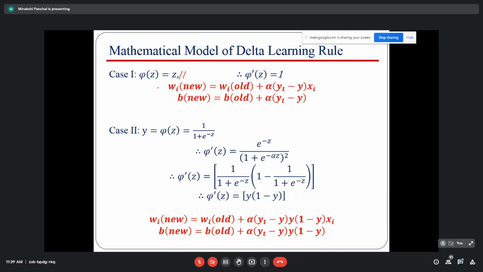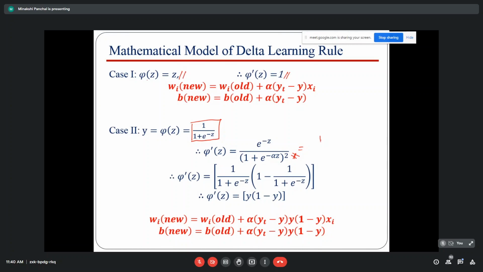अगर आपको कोई ऐसा फंक्शन दिया है phi of z equals to z, a unit function, then phi dash of z will be 1. But हमें क्या पता है? Most of the time we are using this 1/1 plus e to the power minus z sigmoidal function. So it can be written like this. We can simplify this. हा तुम्ही simplify करू शकता. This can be written as 1/1 plus e to the power minus z. This can be written as 1 by, see this.